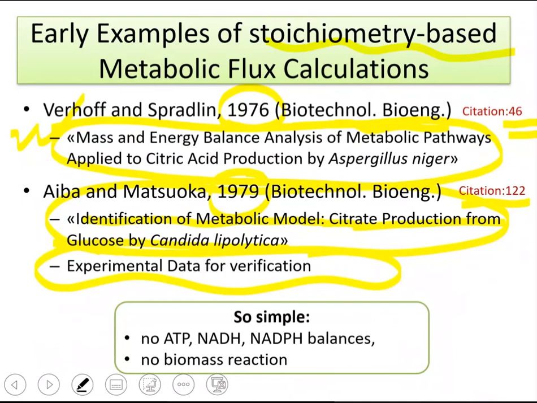And these early models are so simple. Usually in the reactions, they don't have any ATP, NADH, NADPH defined, so they don't write any balance around ATP, NADH, or NADPH. And they don't write any balance on biomass. So they just focus on a single pathway, in this case, TCA cycle. And they define their system boundary based on this specific pathway, and write their balances.